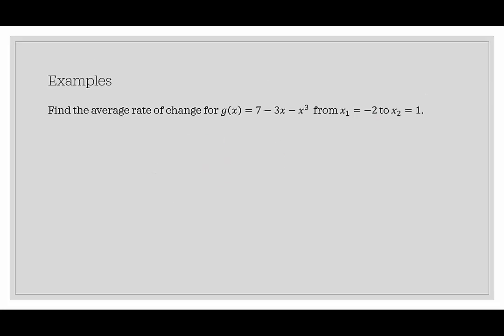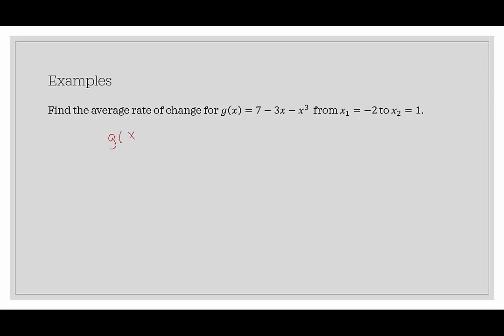More commonly, you're not given the output values, you're only given the x values, and then you have to go in and plug those into the function. So in this example, we have g of x is equal to 7 minus 3x minus x cubed. We have x1 is -2 and x2 is 1. So we need to figure out what is g of x1.